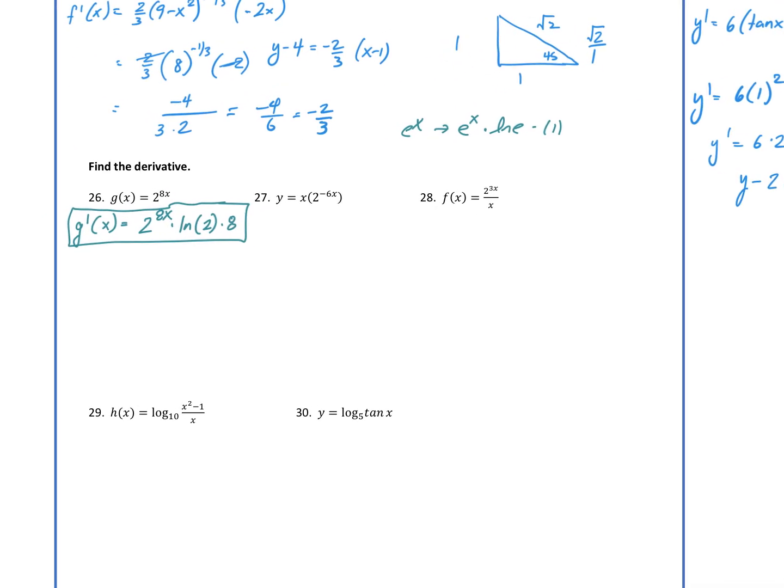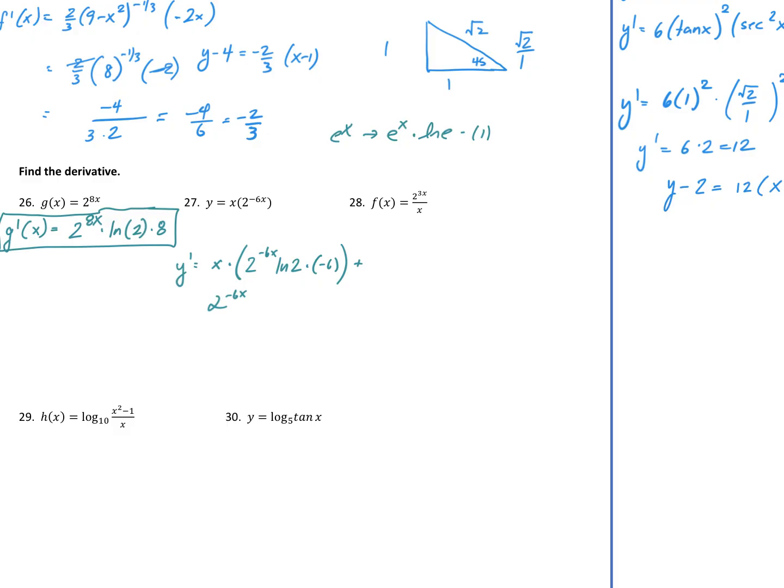For 27, it's a product rule. You have the first times derivative of the second. You rewrite it, ln of 2 times the negative 6. First over the second plus the second, let me wrap it around here. Second times derivative of the first, which is just the 1. I would just leave it. That's super, super ugly.